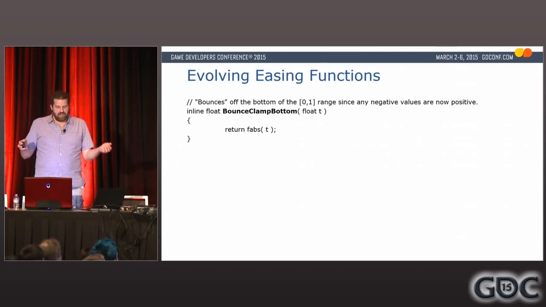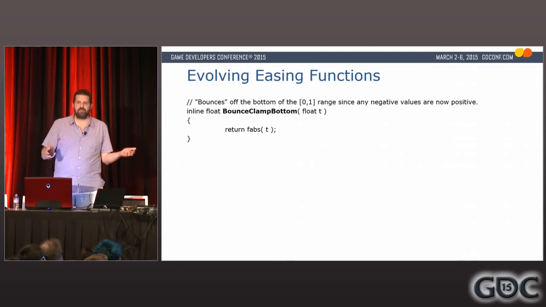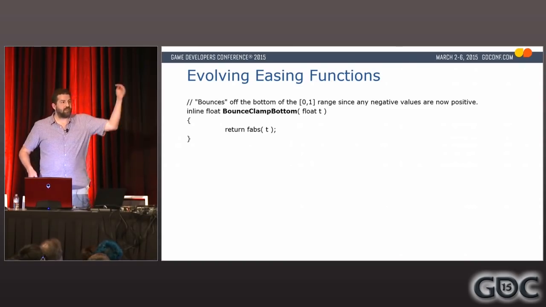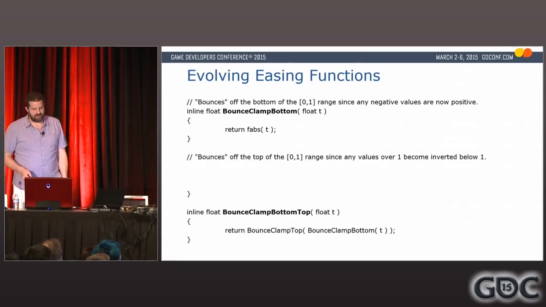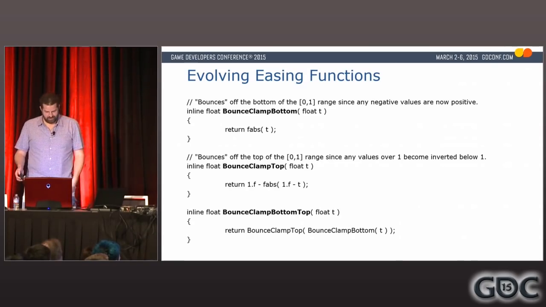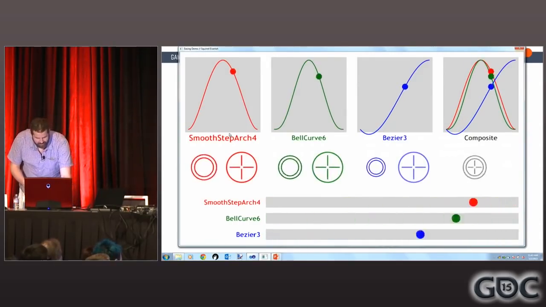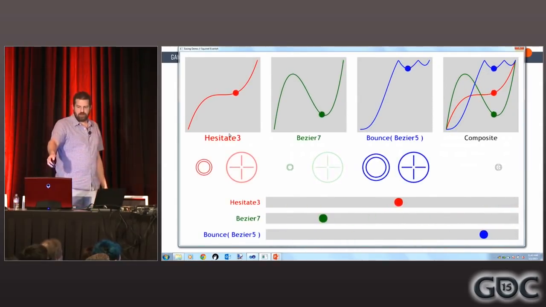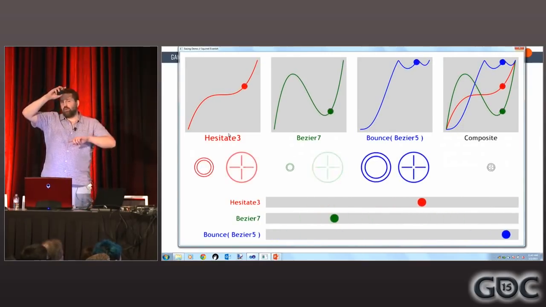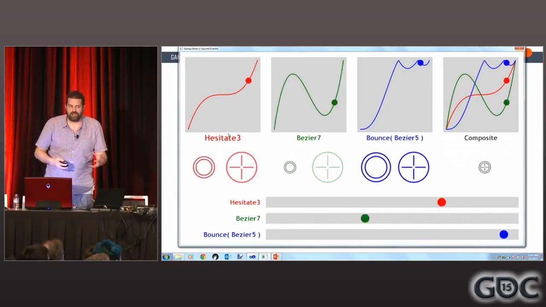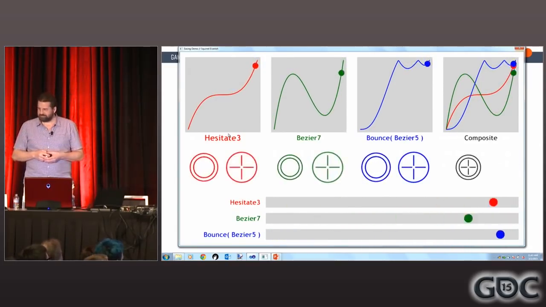One thing I can do is have bouncing. Like this is a really simple function, bounce clamp bottom. This is a 0 to 1 function that returns 0 to 1. All this does is absolute value. So if I go negative, it feels like I bounced off the bottom, right? And I could write one that bounces off the top too. And I could bounce off the top and the bottom. So I could easily have something like this blue one here, where the function just goes out of range and comes back in range. But since I'm doing 1 minus the value and then absolute valuing that, and then 1 minus it back, I get a bouncing off the top feel.